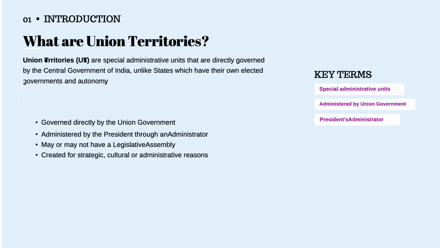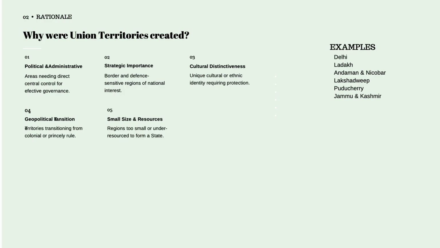So it was created for strategic, cultural, or administrative reasons. For administrative convenience, like Andaman and Nicobar is a little too far with less population maybe, so the center decided to control it entirely. That could be the reason. There are various reasons, okay? Why were union territories created? We'll dig deeper, for political and administrative reasons.